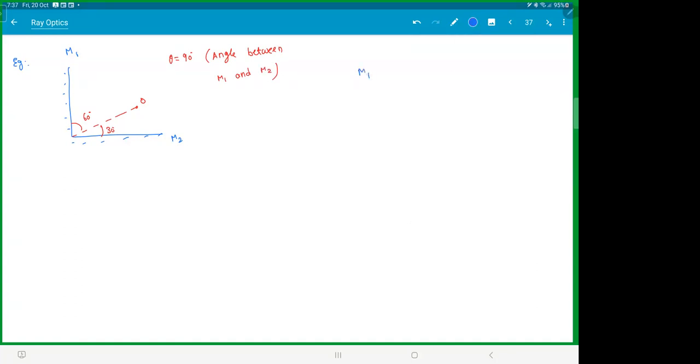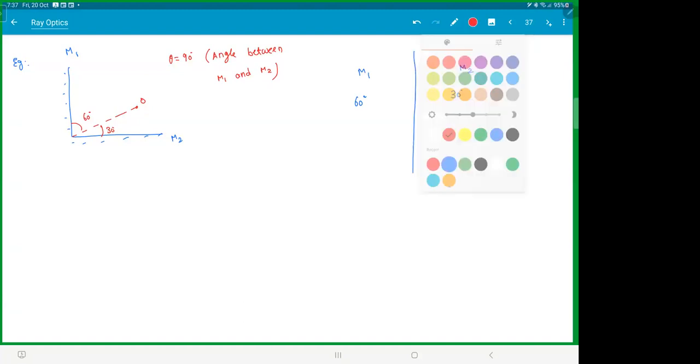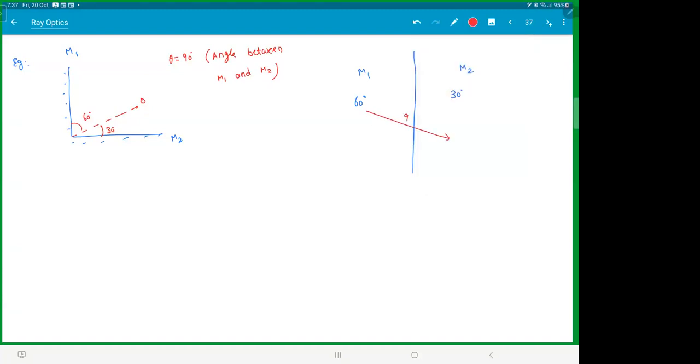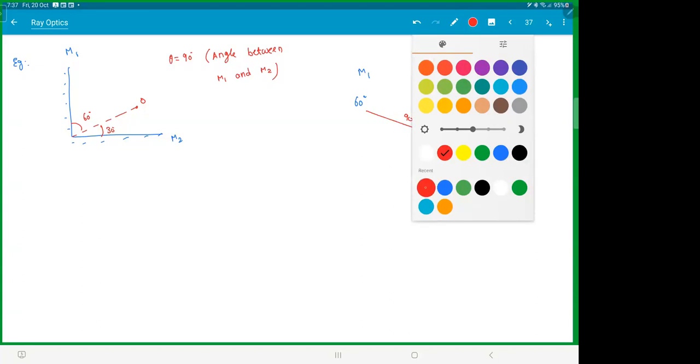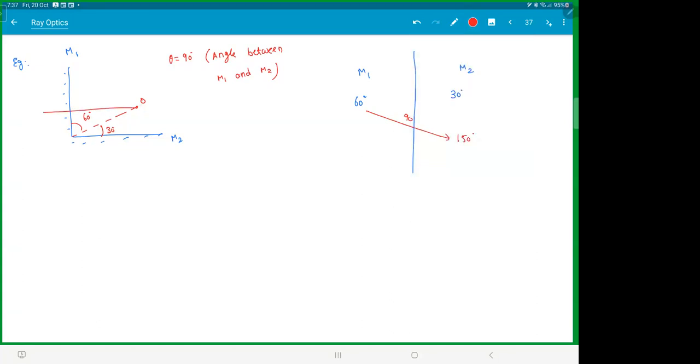So M1, M2. So first thing, M1's angle is how much? M1 to object angle is 60 degrees. So start with 60. M2's angle is how much? 30. Then what you do? Add 90 to this. So 90 plus 60 is 150. So this guy will form an image at 150 degrees. Somewhere here you get an image I1. This angle is 150 degrees.